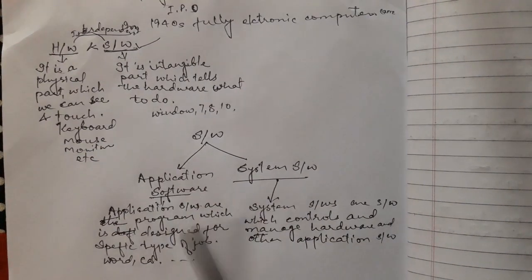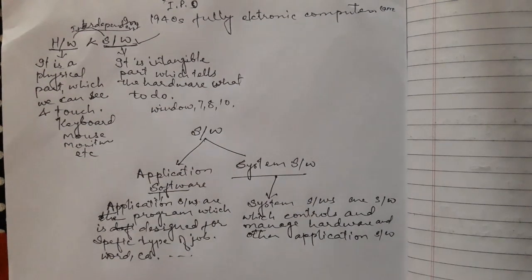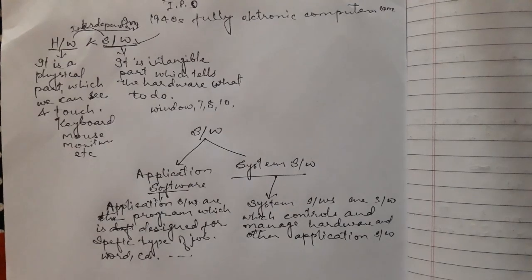So you can see that software is of two types, application software and system software. Application software is a type of software in which the programs are designed for a specific type of job. That is, for writing we have Word, for calculation we have a calculator, for presentation we have Microsoft PowerPoint, and likewise for searching any word in the dictionary, there is dictionary software.